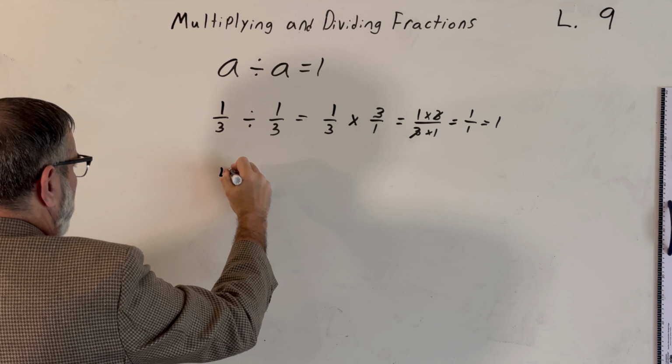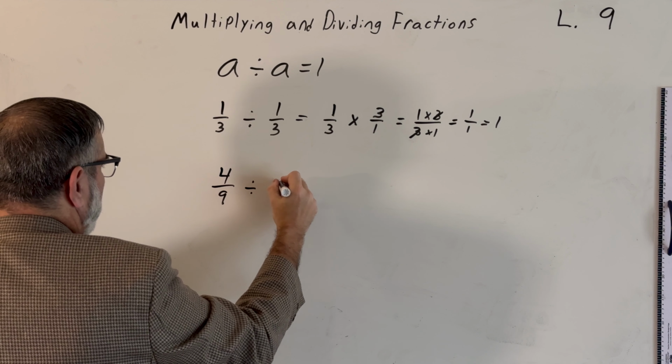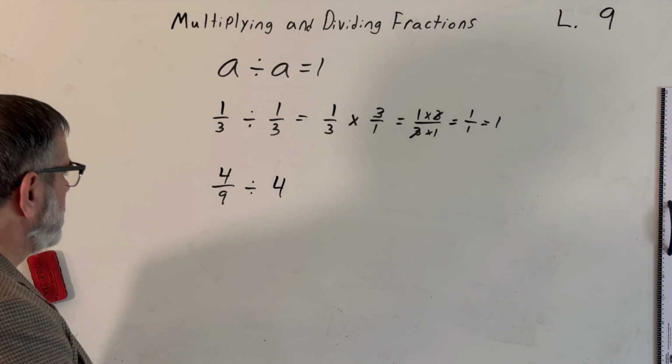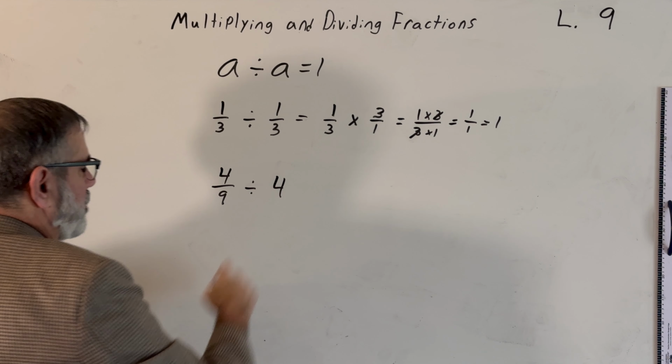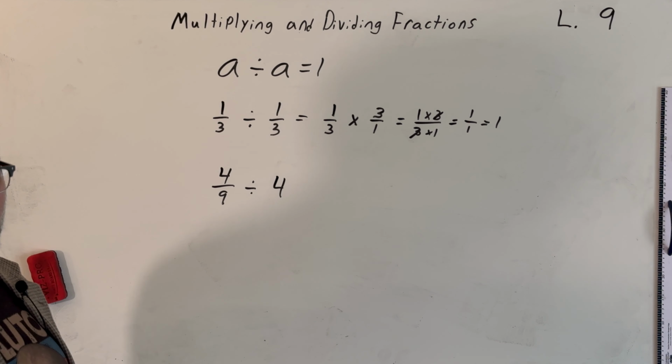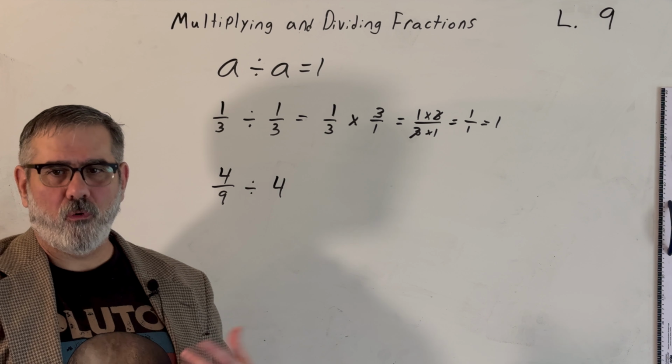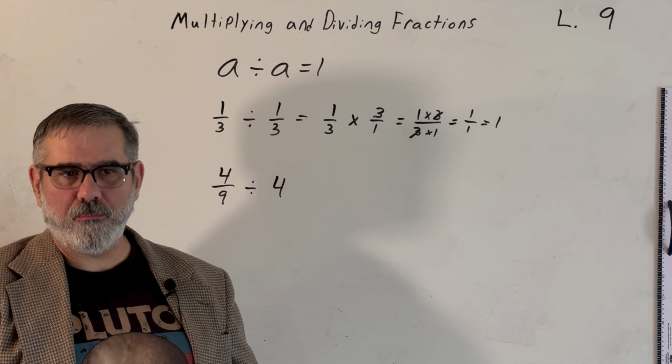If I wanted to take a fraction and divide it by a whole number, like 4/9 divided by 4, well, we have to take the reciprocal of 4. Remember that 4, the whole number, is the same as the fraction 4/1, because 4 divided by 1 is 4.